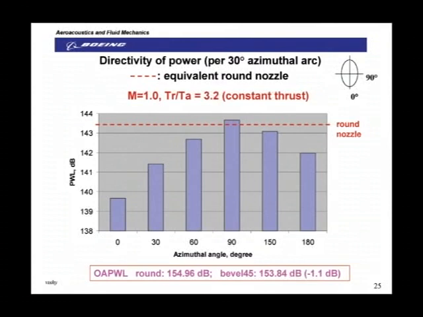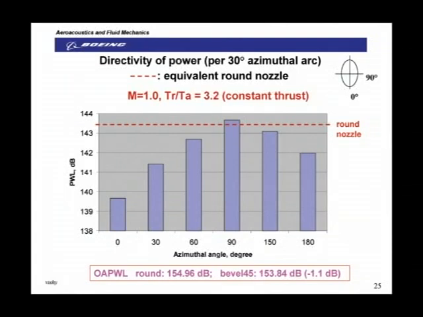0 is being on the ground, 30, 60, 90. So it's obvious that you get a 4 dB reduction in power on the ground just by beveling the nozzle. And it peaks somewhere near 90 degrees and starts dropping. But if you look at the overall power level, you get only a 1 dB noise reduction at a very high Mach number of 1 unheated. So it's nothing to write home about.